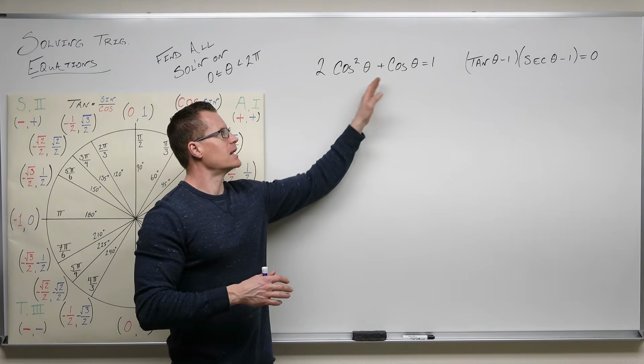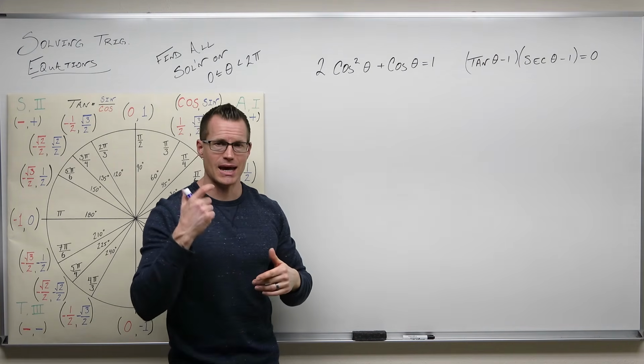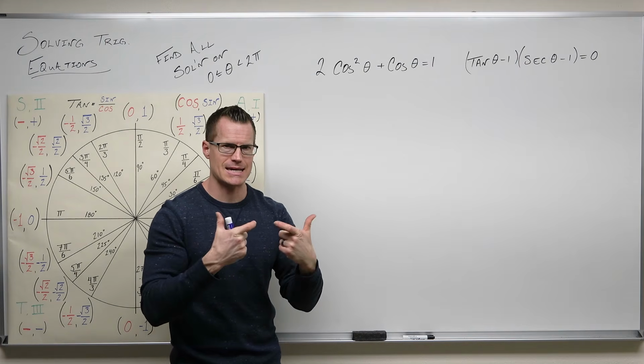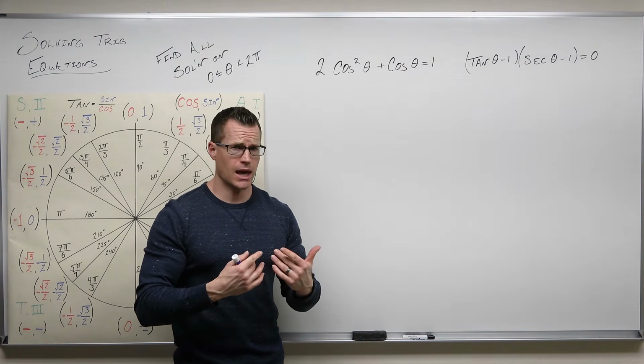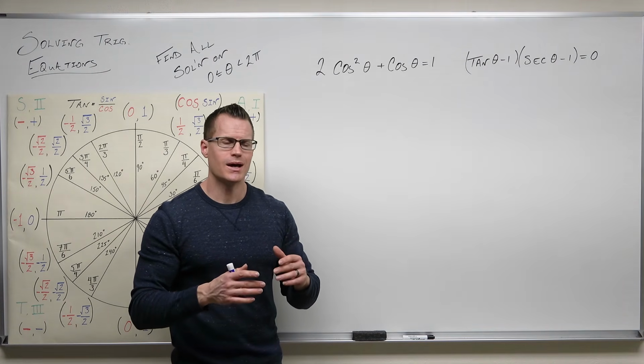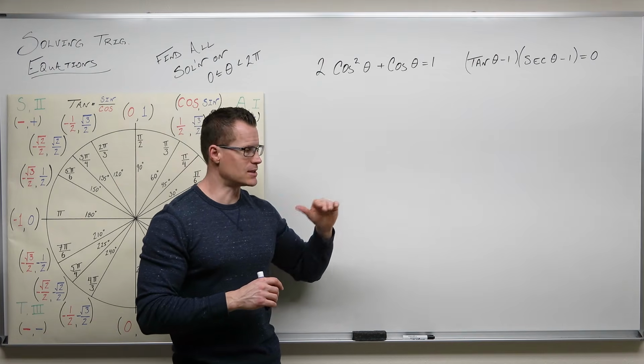Let's check that. Can you combine those? No, because one's got a power 2 and one doesn't. That'd be like x squared plus x. And you go, I can't add that. You can't add those trig functions either. But what you can do is a substitution. Now, some of you who are very good at factoring, you can factor it just like that. It's not even a problem.